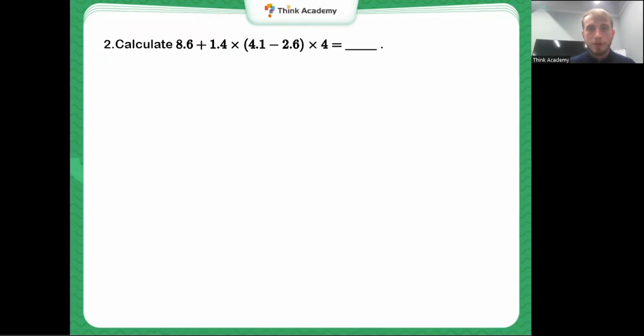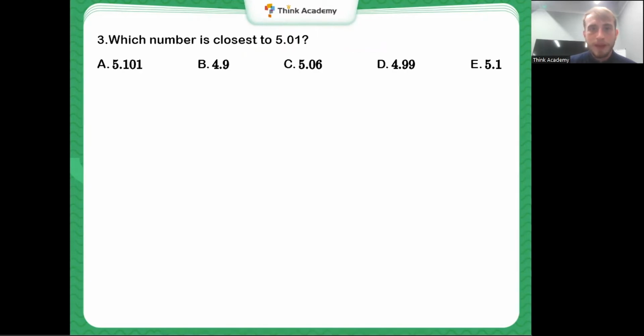Next we've got number 2. Now this is just a calculation one with a little bit of BIDMAS. So we need to make sure we do that timesing before we do the adding. Okay, but this question was done very, very well.